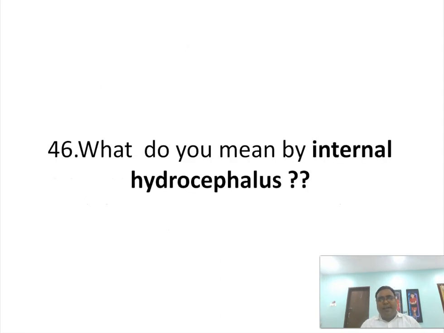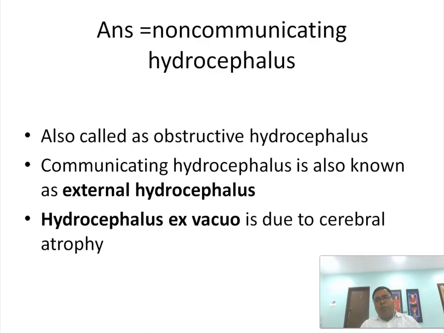Next, what do you mean by internal hydrocephalus and external hydrocephalus? Non-communicating hydrocephalus is also known as internal hydrocephalus or obstructive hydrocephalus. Communicating hydrocephalus is also known as external hydrocephalus because the pathology lies in the subarachnoid granulations outside the four ventricles. Another term is hydrocephalus ex vacuo. It is due to compensatory dilatation of the cerebral ventricles because of cerebral atrophy.